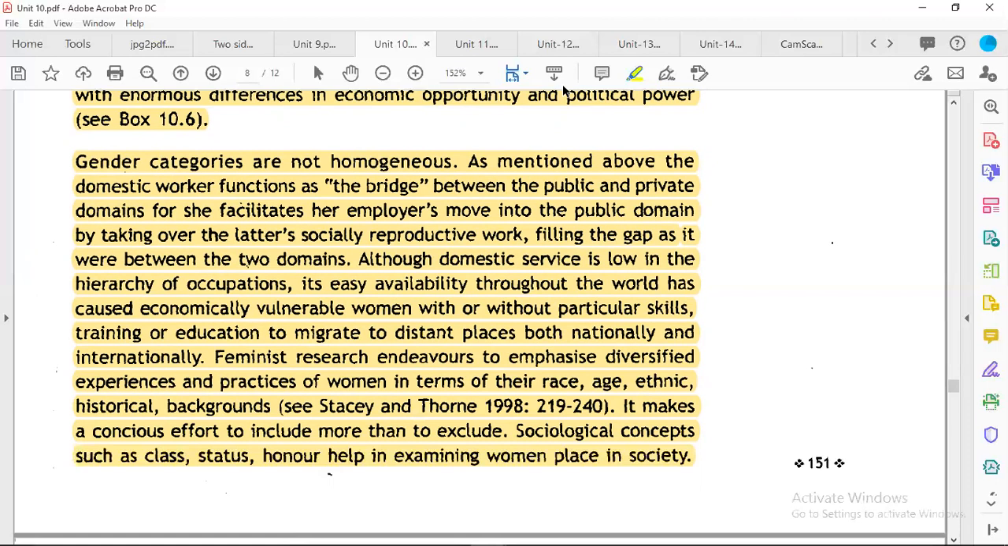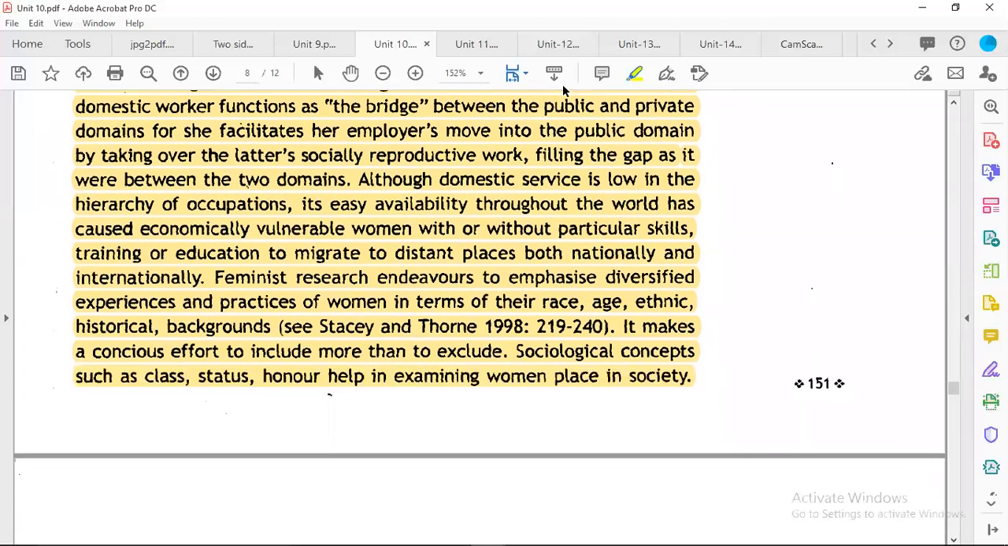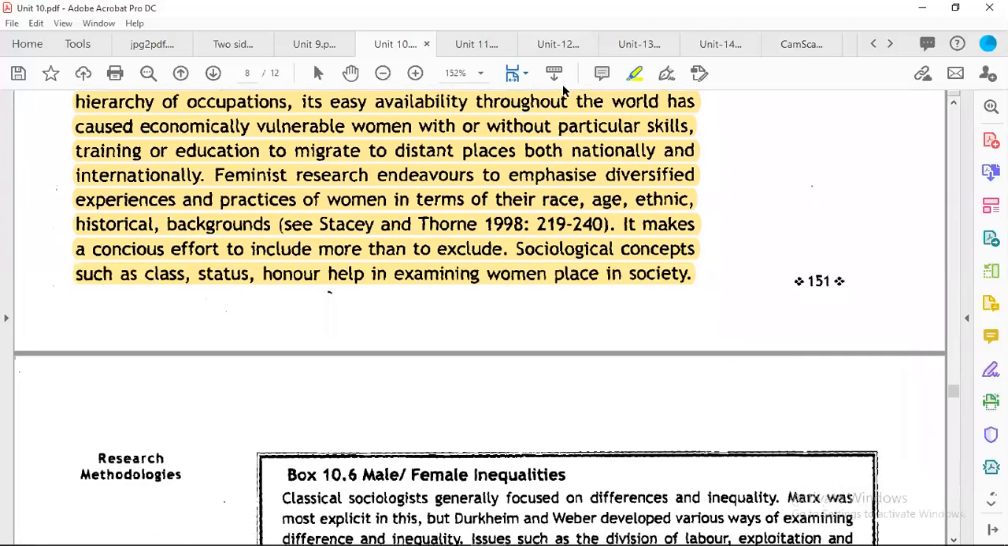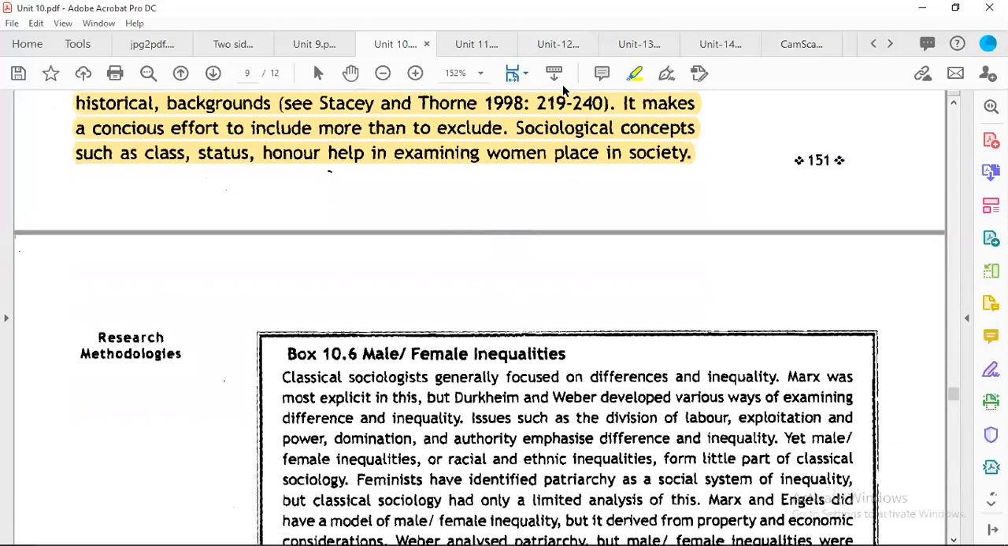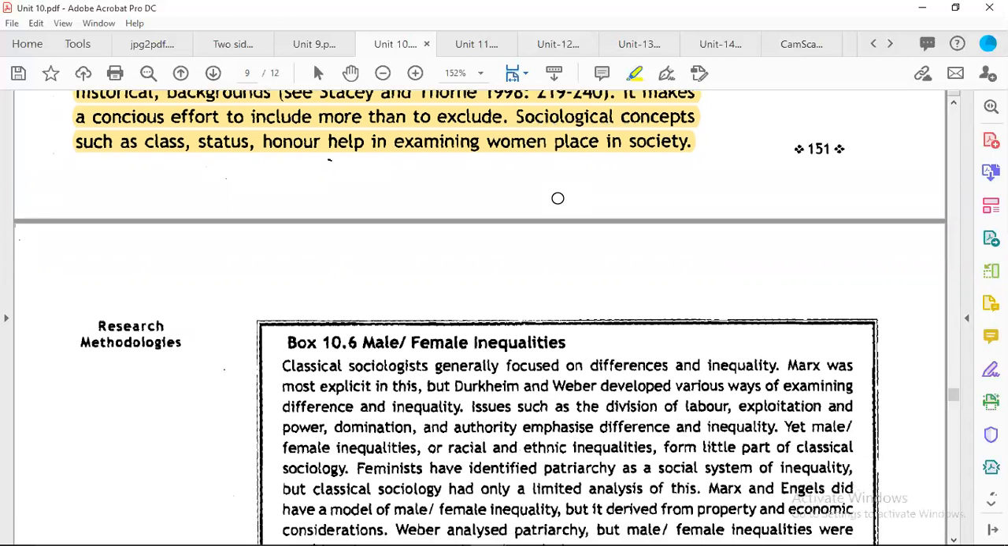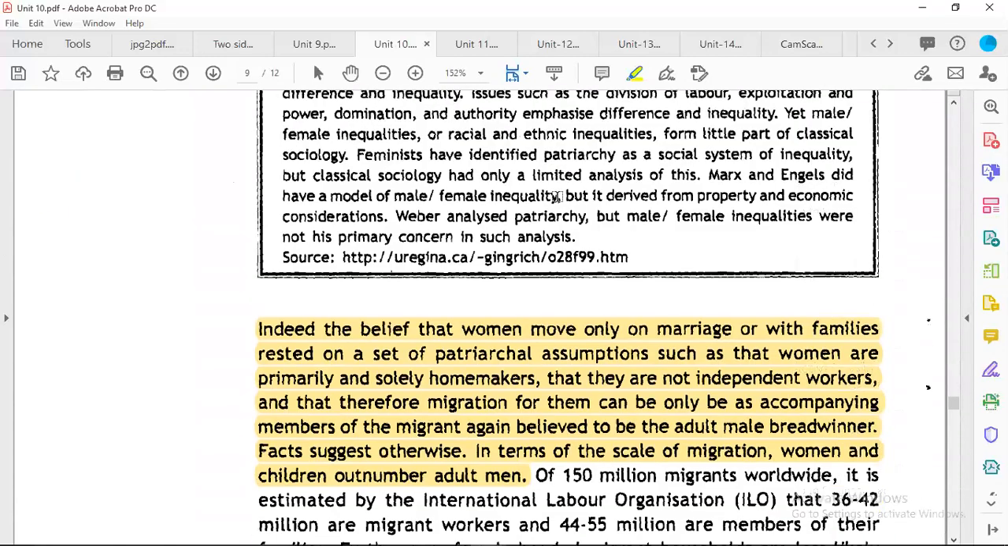Feminist research in India makes a conscious effort to include more than to exclude. Sociological concepts such as class, status, honor help in examining women's place in society. The last line: sociological concepts such as class, status, honor help in examining women's place in society. So, by that feminist method, we can understand what should be the place of women in society, what should be the honor of women in society.